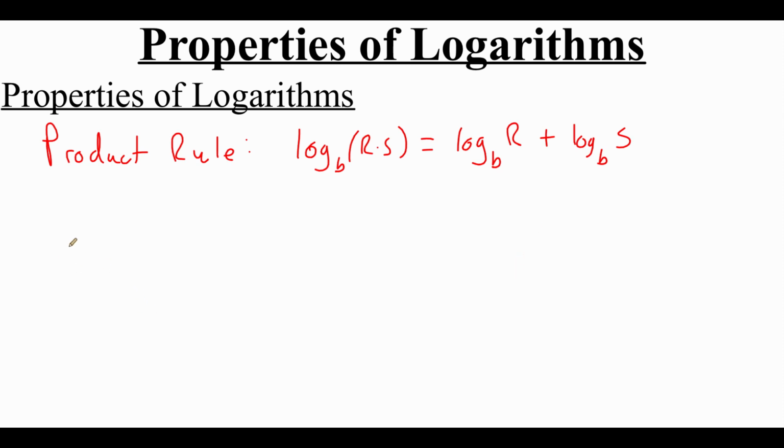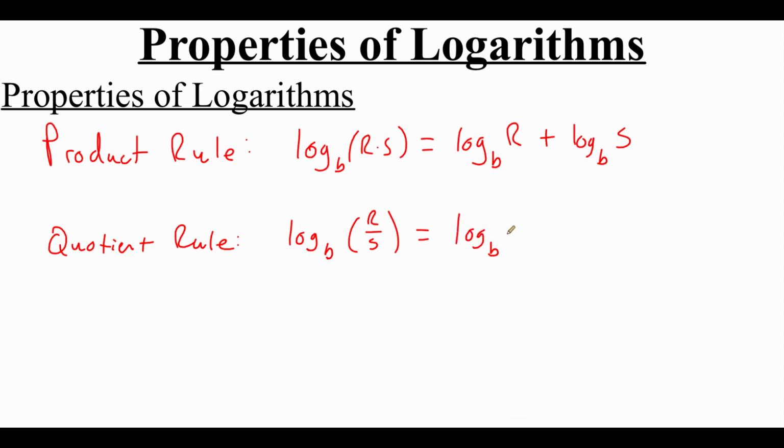Now the next rule is the quotient rule. Again, this will hold true for any base logarithm. So we're looking at log base b. Instead of multiplying these things together, quotient means that we're dividing. So we're going to be taking r divided by s. Multiplication we turned into addition, division we're going to turn into subtraction. So this is going to be log base b of r, the thing on top, minus log base b of s, the thing on bottom.